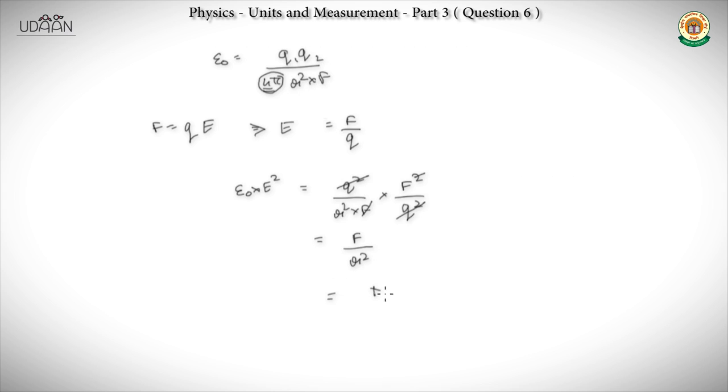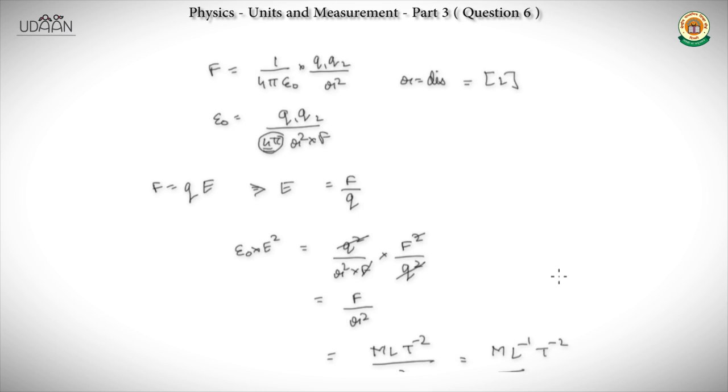Yes. So force, as everyone knows, is M L T to the power of minus 2, upon L square, which is equivalent to M L to the power of minus 1 T to the power of minus 2. Perfect. So this is the dimensions of half epsilon naught E square, right?